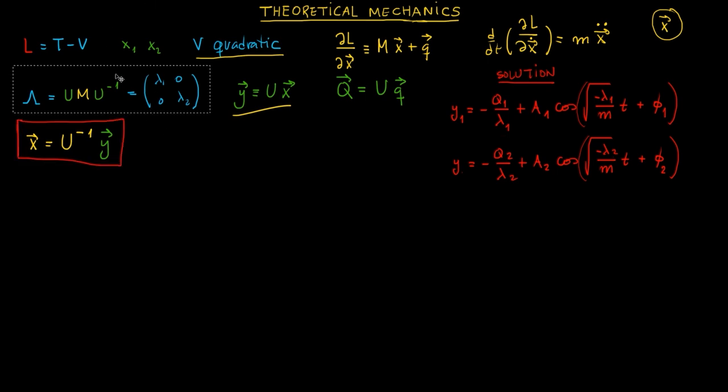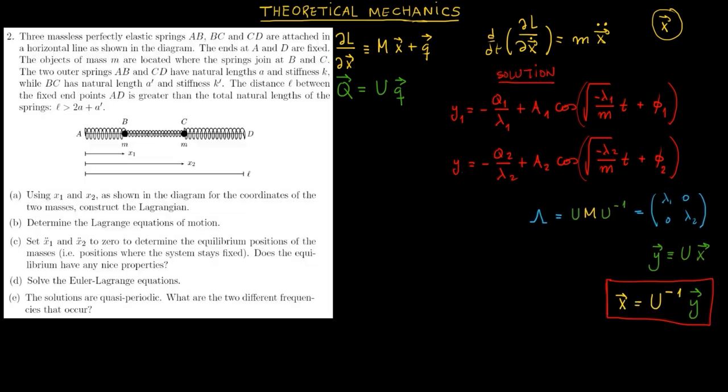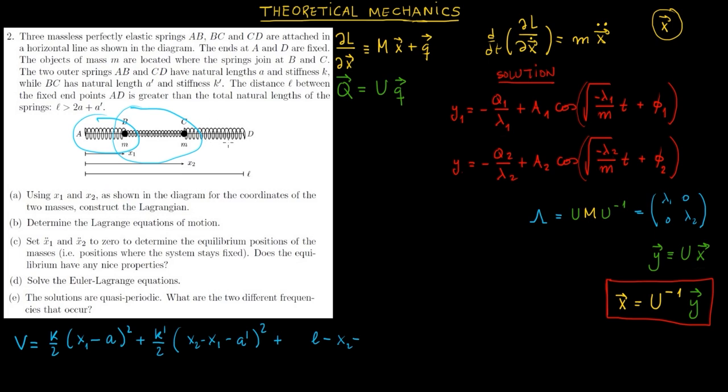Let's calculate, in our particular example, the exercise. Let's write the potential energy. This string is k over 2 times (x1 minus its natural length a) squared, plus now this spring, k prime over 2 times (x2 minus x1 minus the natural length, that is a prime) squared, plus the whole thing, L minus x2 minus its natural length a again, and this is k over 2 squared. Let's compute now the partial derivative with respect to x1, which equals k (x1 minus a), and because of that sign, this is minus k prime (x2 minus x1 minus a prime).